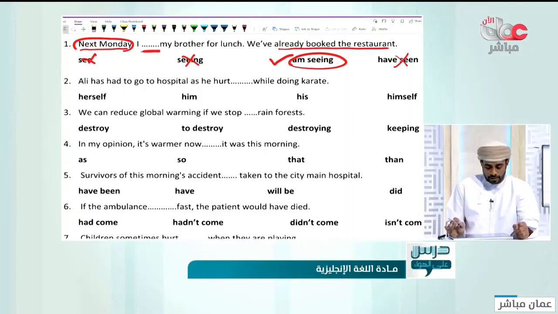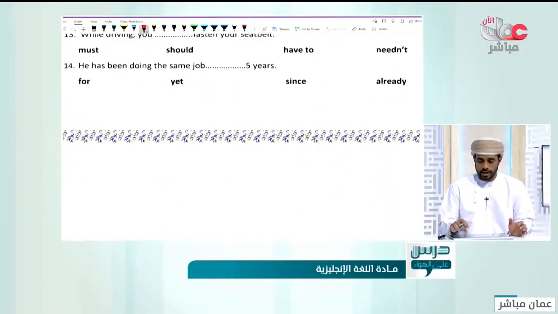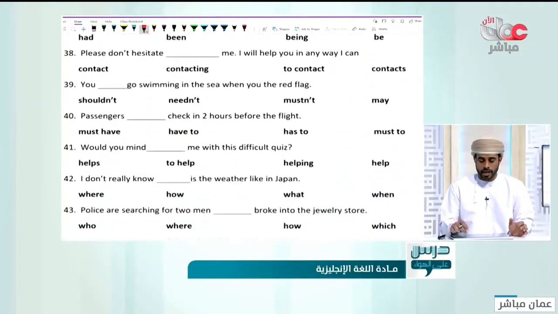Ali has had to go to hospital as he hurt blank while doing karate. Herself, himself, or him, his, or himself? Of course. Let's see. We said Ali, so herself won't work. Now, is it him, his, or himself? What is the difference between all of these things? Let's see and talk about pronouns and adjectives.